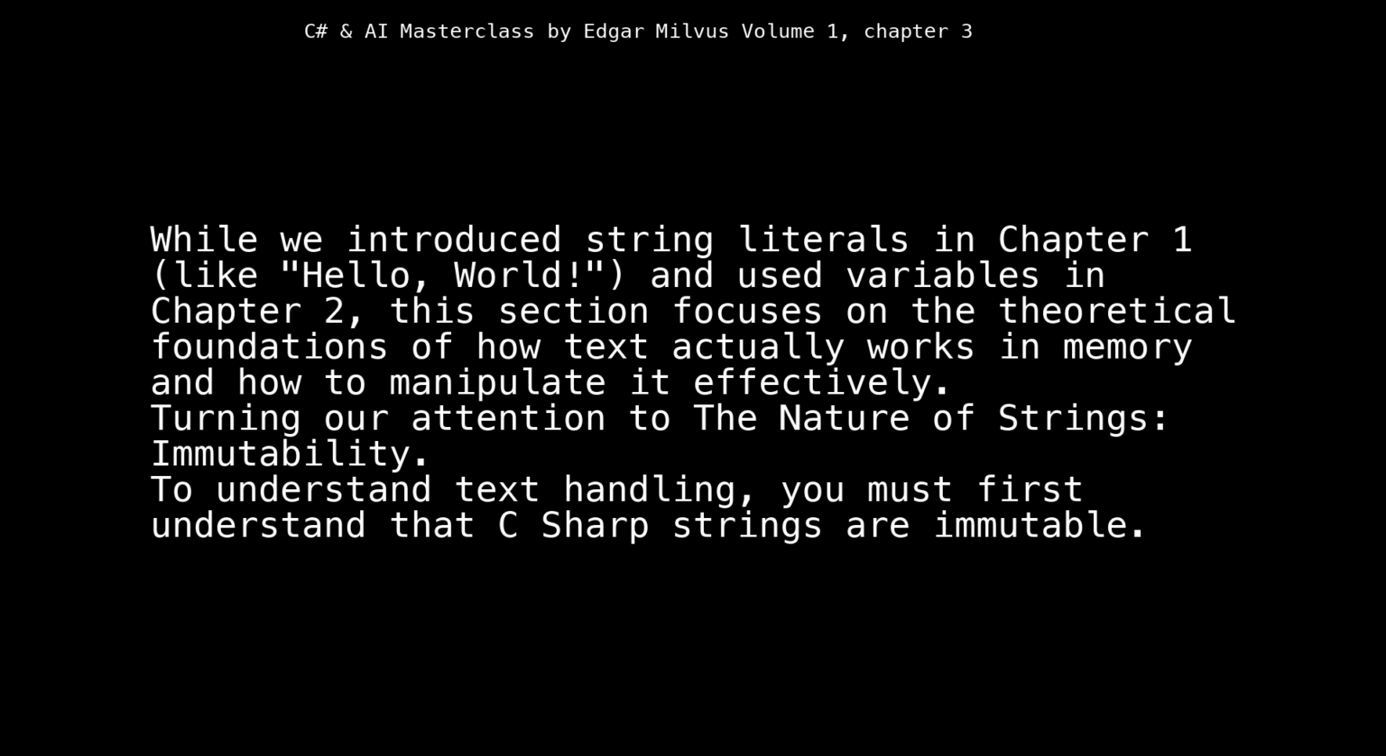While we introduced string literals in Chapter 1, like "Hello, World," and used variables in Chapter 2, this section focuses on the theoretical foundations of how text actually works in memory and how to manipulate it effectively. Turning our attention to the nature of strings: immutability. To understand text handling, you must first understand that C# strings are immutable.